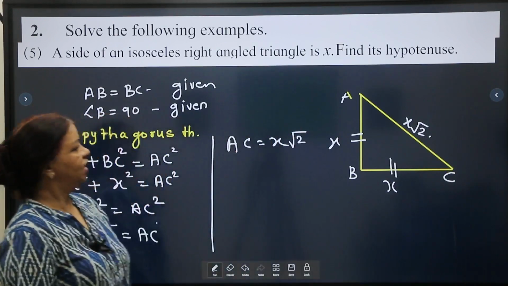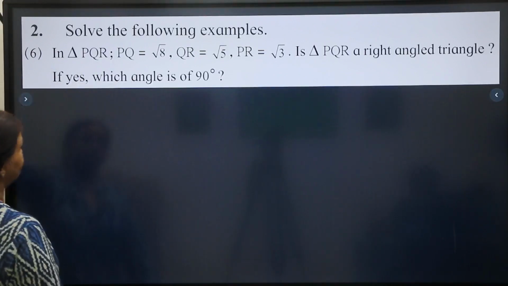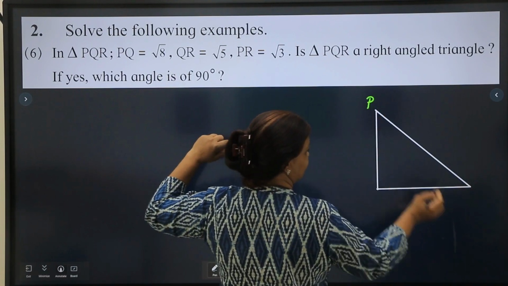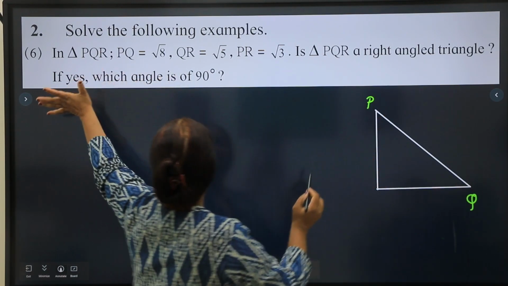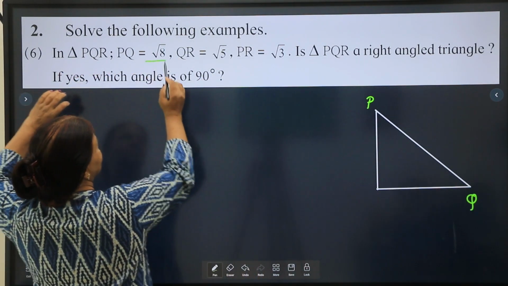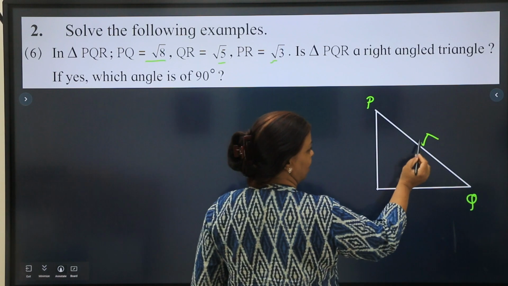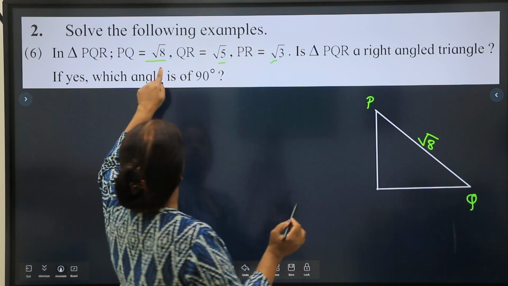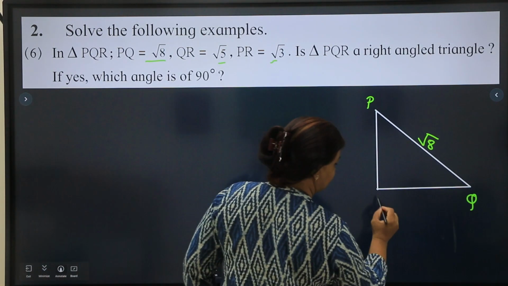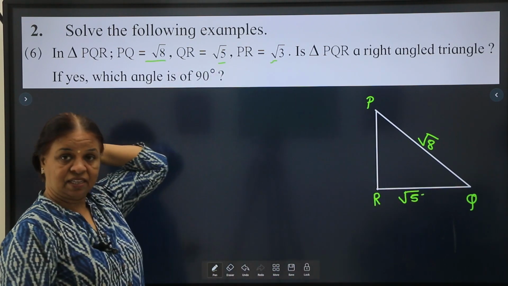You can pause the video, children, and you can solve the sum. Let's move to the next question, children. In triangle PQR, let us draw a triangle PQR. PQ is root 8. Now, which one will I take as the hypotenuse? The largest one. This is large, small and small. So, I will definitely take root 8 as PQ. Then QR is root 5. If it is Q, then this will be R. It is root 5. And PR is root 3.